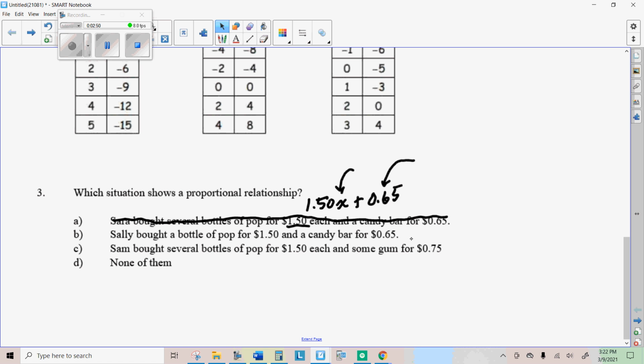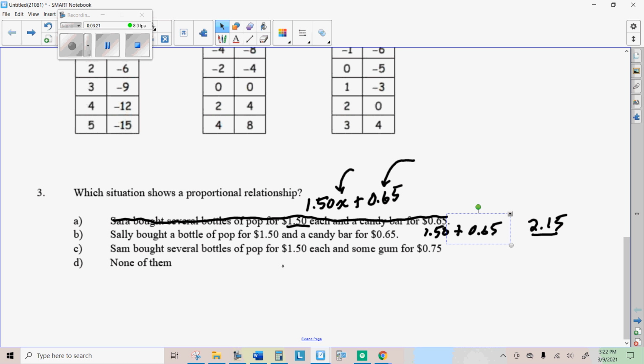Okay, the second one says she bought 1 bottle of pop for $1.50. So we know she didn't buy any more than 1 bottle of pop, plus 65 cents for the candy bar, which is $2.15 total. That means the amount that she's spending to start with is $2.15, so it's not 0.